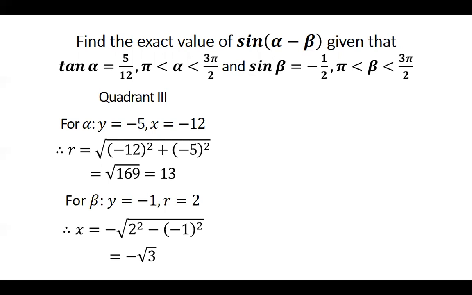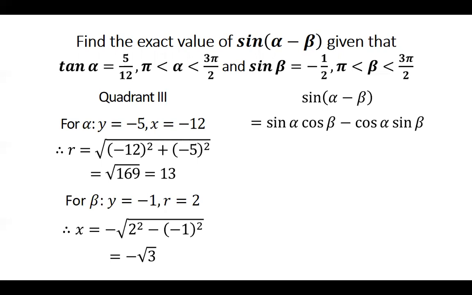So now that we have all of the parts of our ratios, the x, y, and r for alpha and beta, we can start building this. We want to find the exact value of the sine of alpha minus beta. The formula is the sine of alpha cosine beta minus cosine alpha sine beta. And now you can see that we're going to need this x, y, and r for the sine function and the cosine function for both alpha and beta. So we start filling that in.